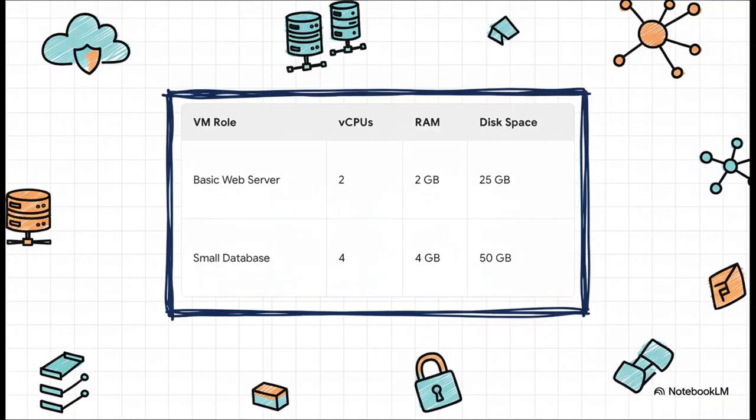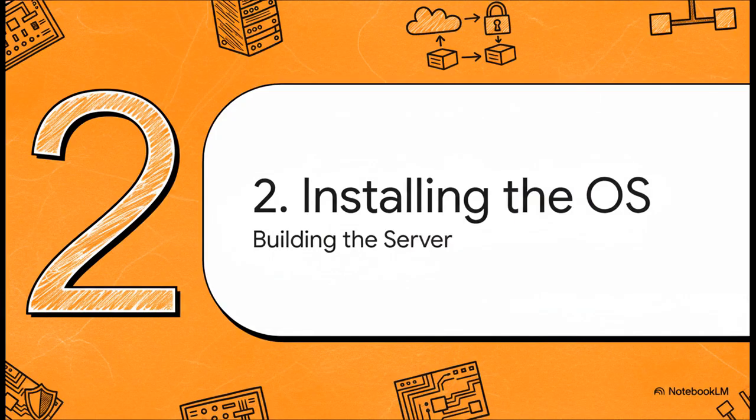All right, let's talk about allocating your resources. Think of this as creating a performance budget for your server. For a basic web server, 2 virtual CPUs, 2 gigs of RAM, and about 25 gigs of disk space, that's a really solid starting point. It gives the operating system enough power to run smoothly without totally overwhelming your host computer. Okay, so our foundation is all planned out.